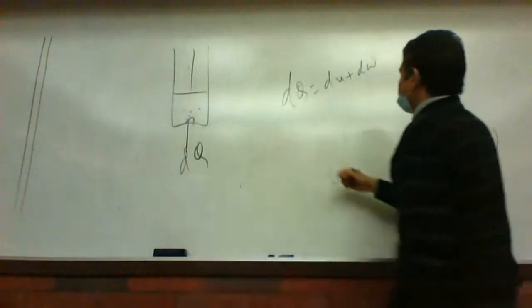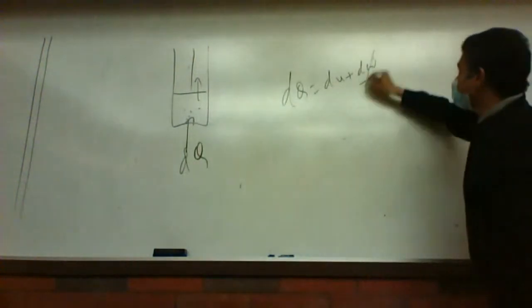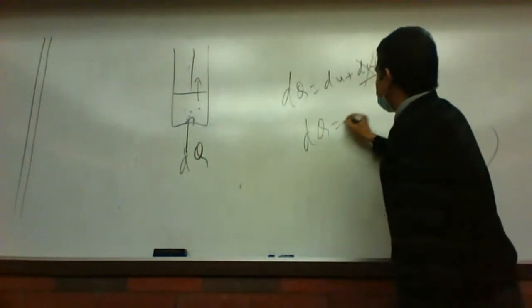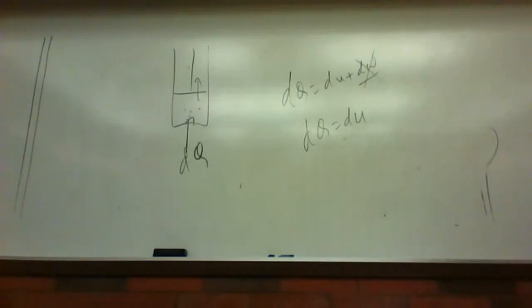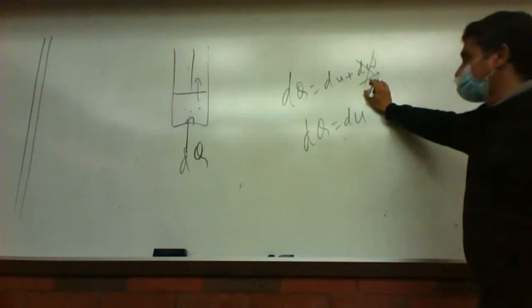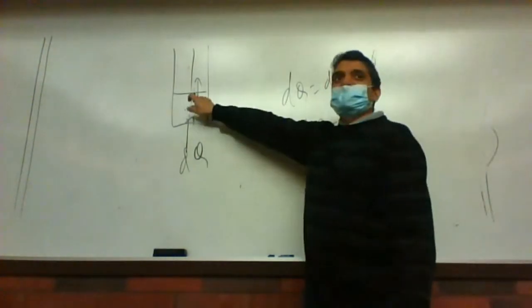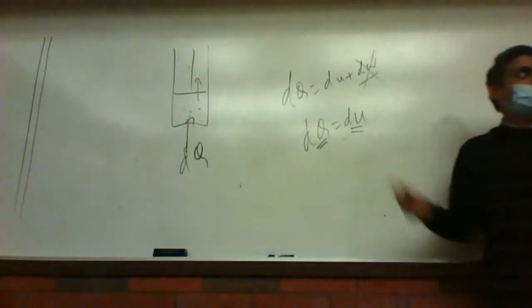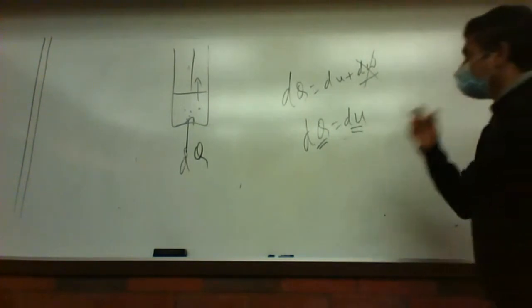What happens if you heat it, but this piston does not move? The piston did not move, so this term is 0. So dq equals du. You have a gas and you are heating, the piston did not move, meaning there is no work. So dw is 0. In that case, all heat absorbed goes to change the temperature. This is the temperature term.